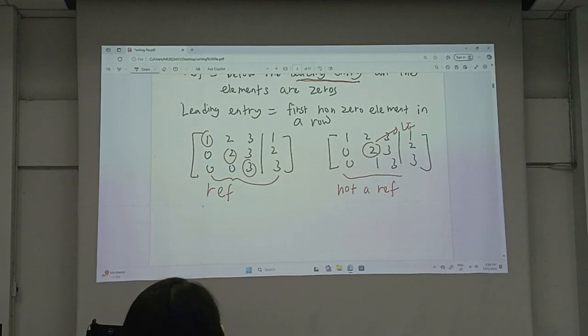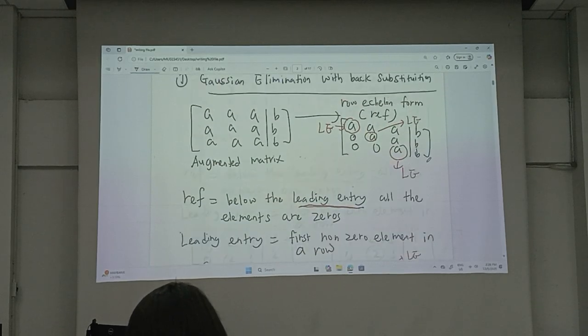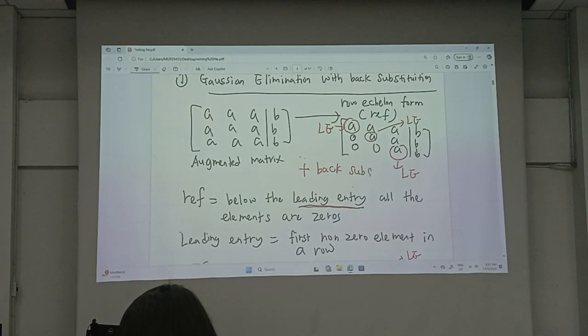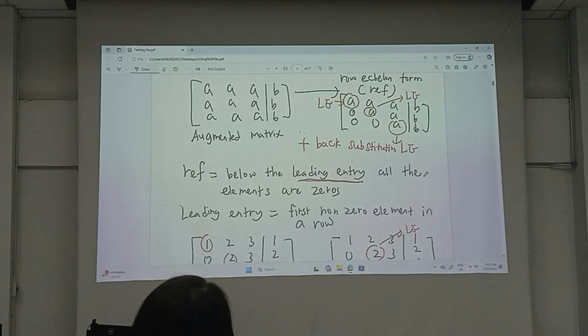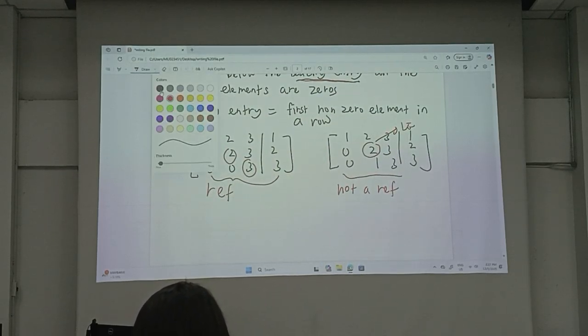Once we get the row echelon form, we can use back substitution to solve it. From row echelon form, we need to add back substitution. Then only we can get the answer. So let's see how to use back substitution to solve the row echelon form.